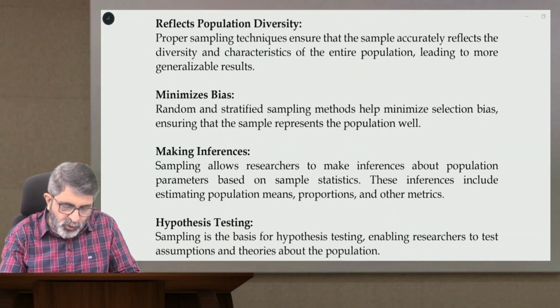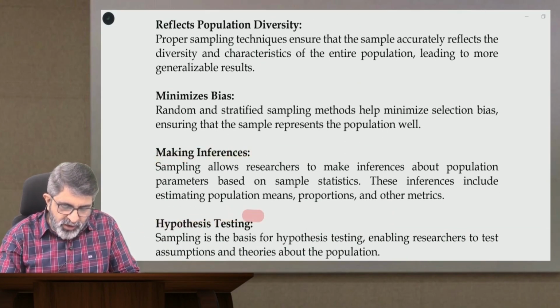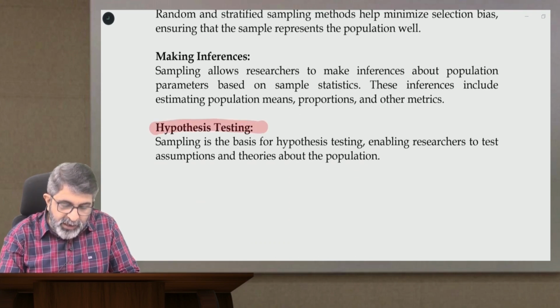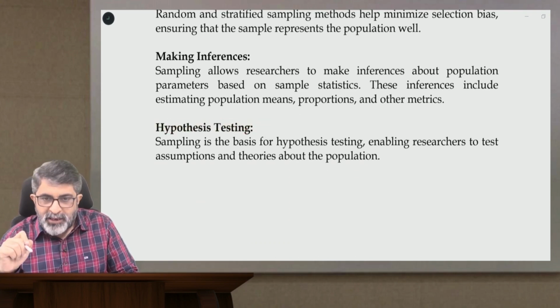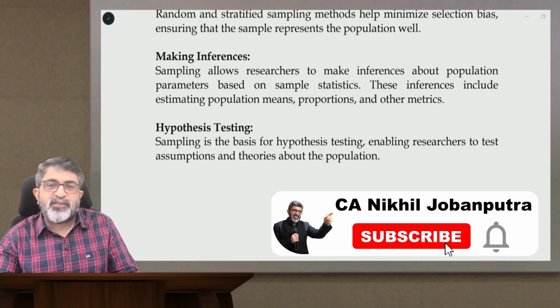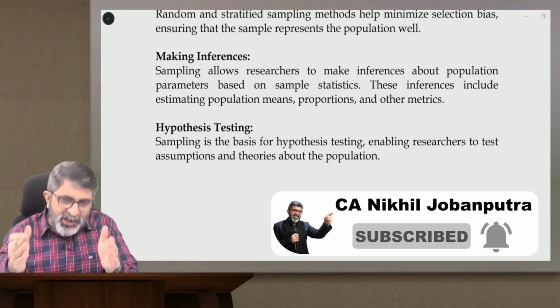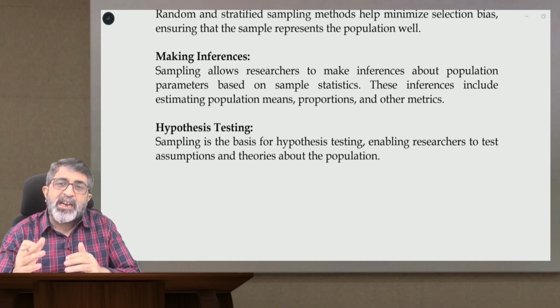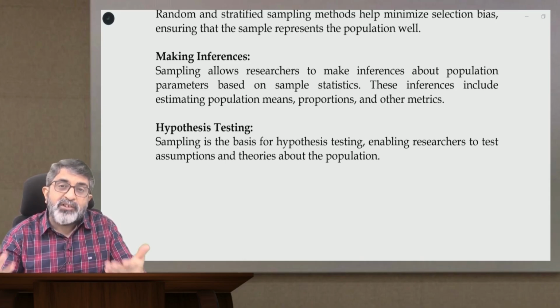I've already talked about all these things. I don't want to repeat that. One of the very important aspects of sampling is its use for hypothesis testing, and that is going to be your next follow-up topic. Now this chapter, estimation and inference itself, is a big chapter.